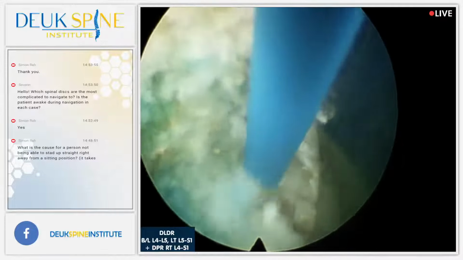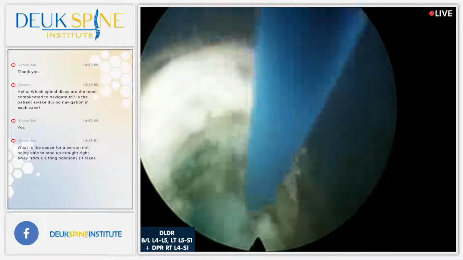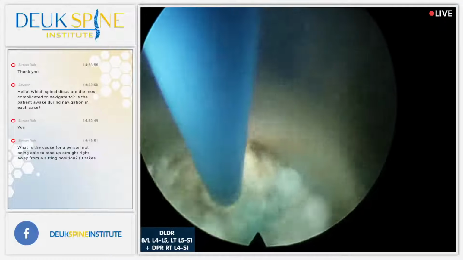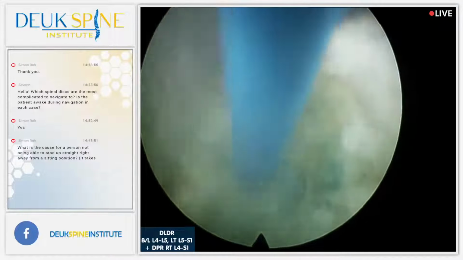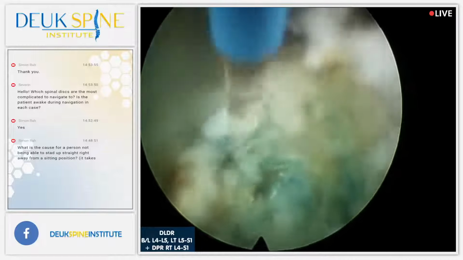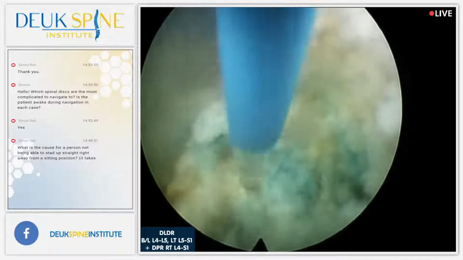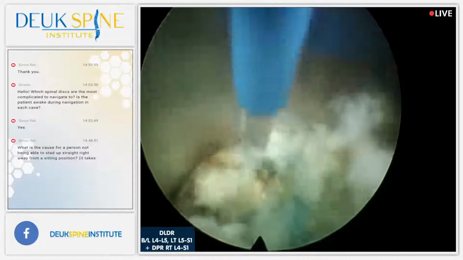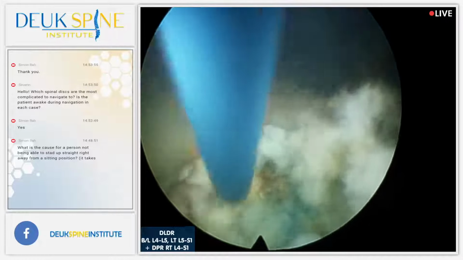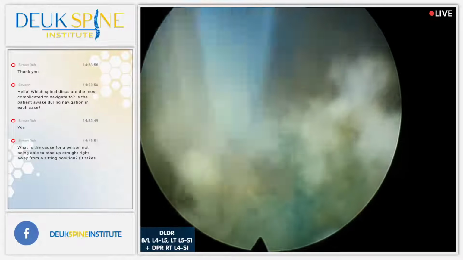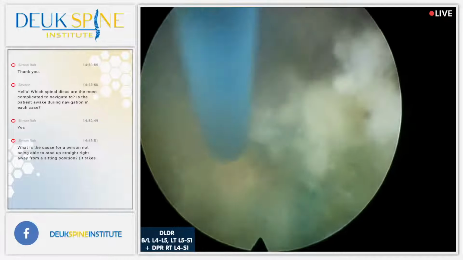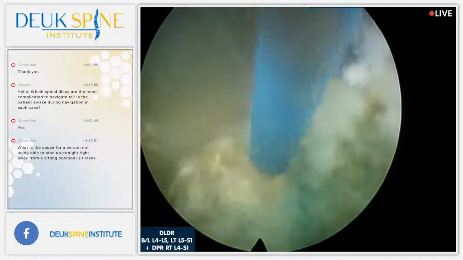But they do it because they still think it's better than open surgery, which it's not. But if you're doing translaminar endoscopic, you shouldn't be doing endoscopic surgery. It's a lie. You're tricking the patients. You're being deceitful. And I wouldn't do that.